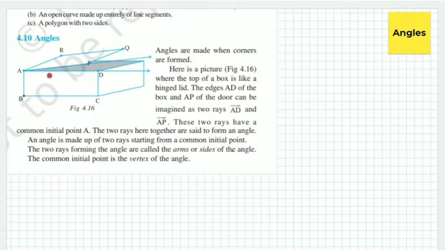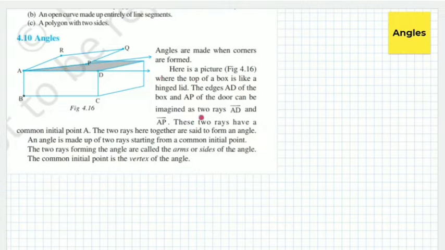So here is a picture where this is a box and the box is opened. Okay, the upper part of the box is opened. You imagine there are hinges here, so it is open. When you open this, this line AP and AD form an angle.